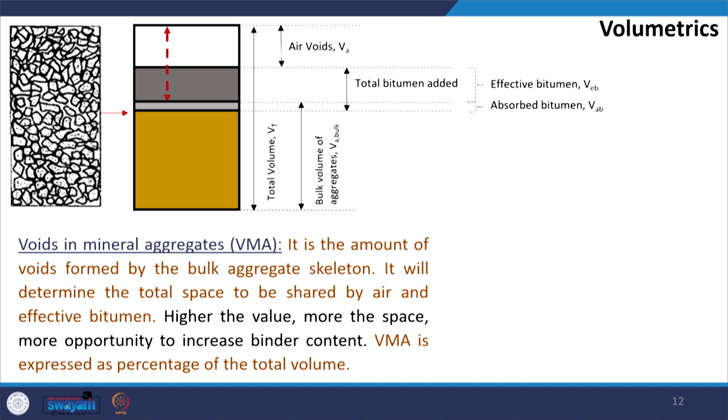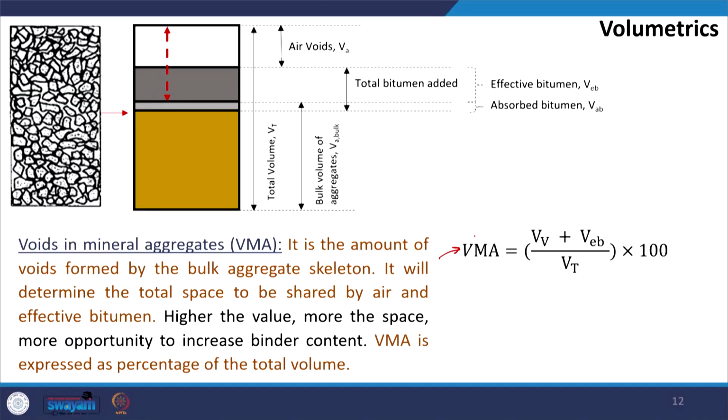So, that I will discuss in the next slide. Before that, since we have defined VMA, in terms of volume this can be written as VMA is equal to volume of voids plus volume of effective bitumen by total volume into 100. This is the fundamental definition which you have to remember.